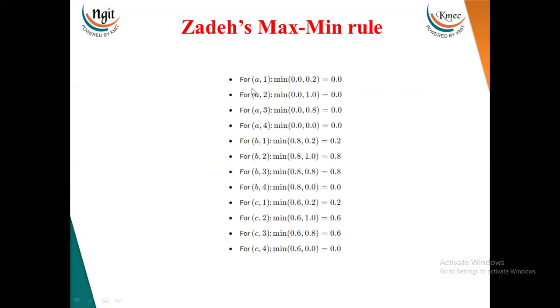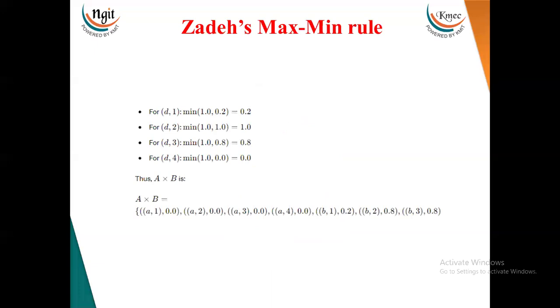In the example, A comma 1 was 0 comma 0.2, so the minimum is 0.0. A comma 2 is 0.0 comma 1.0, so it is 0.0. Like this, go for B with 1, 2, 3, 4, and similarly C. You take the C value with 1, with 2, with 3, with 4, and calculate the minimum values. When you calculate all the minimum values, we get the product: A comma 1 is 0.0, A comma 2 is 0.0, 3 is 0.0. Like that, we calculate the complete A cross B.